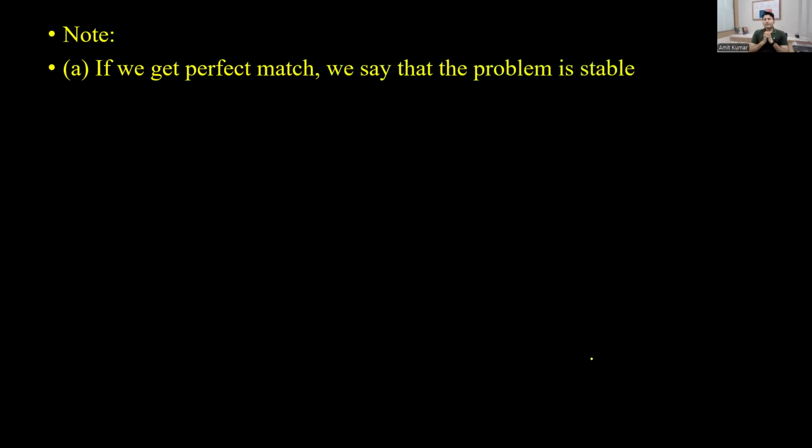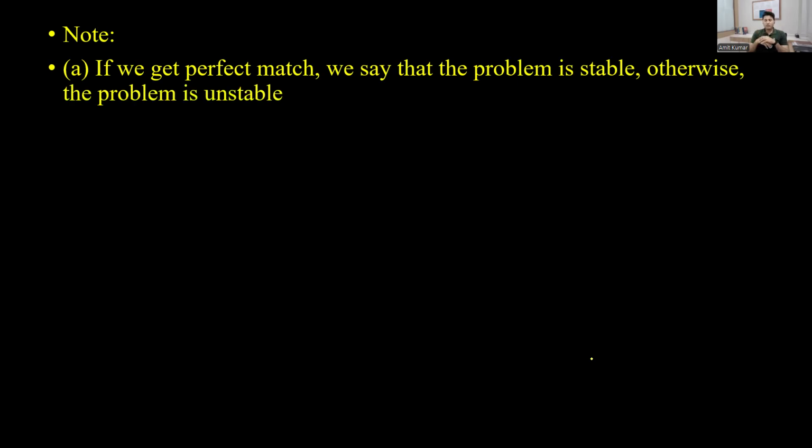Once a matching is obtained, we will stop this process and reverse the rule. Reverse the rule means what? The group that was earlier proposing will become the accepting and rejecting group, and the accepting or rejecting group will become the proposing group. Okay, so these are the points that we are having. If we get a perfect match from both sides, we will say the given problem is stable.